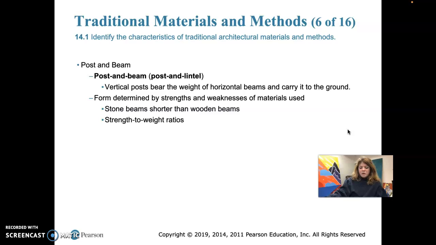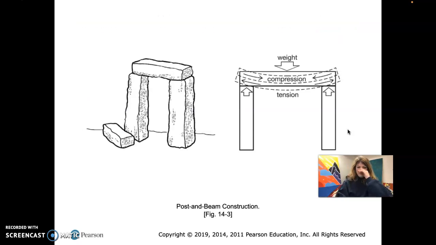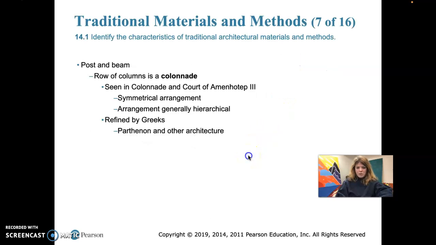Stone beams are heavy and brittle, and so their length has to be a lot shorter. Wood beams can be longer and thinner because wood is lighter and more flexible than stone. So let's take a look at that post and beam construction. This is kind of what it looks like. We have the vertical posts and then the lintel or beam. You can see how the weight pushes down there.